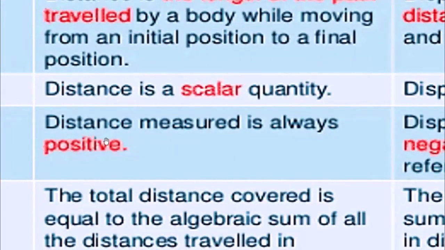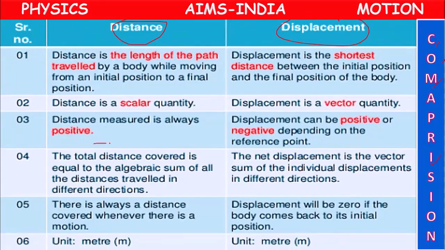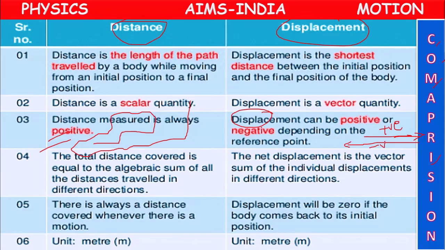Distance is always positive. Because we can go and come back, but distance can never be negative. It is the total length we have traveled, positive only. But what about displacement? If we go in the forward direction, it is positive. If we come back in the backward direction, it is negative. If we come back to the same position, starting from A, going somewhere and coming back, it will be zero. So displacement can be positive, negative or zero. But distance is always positive.